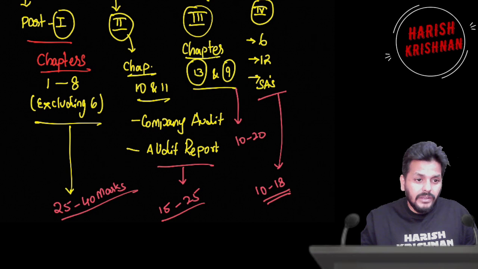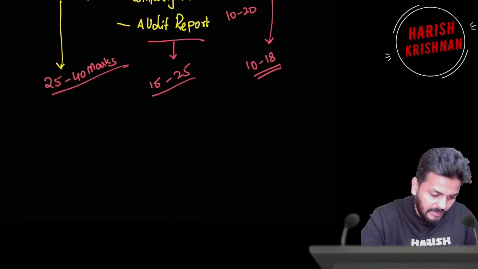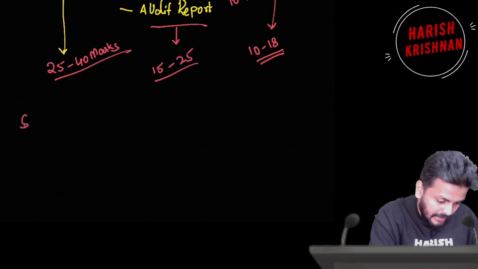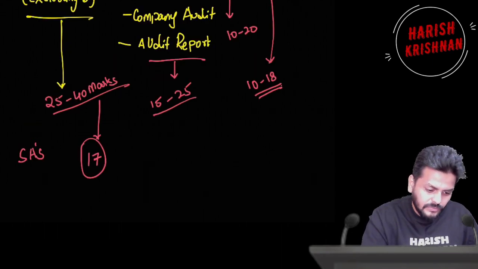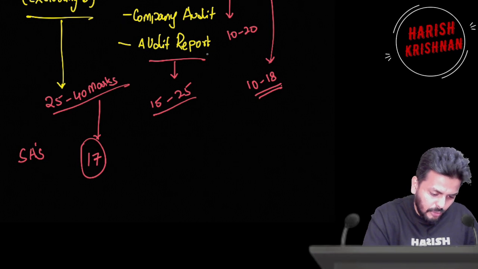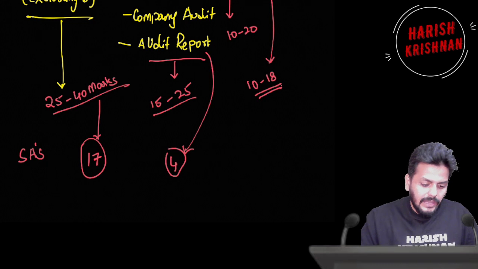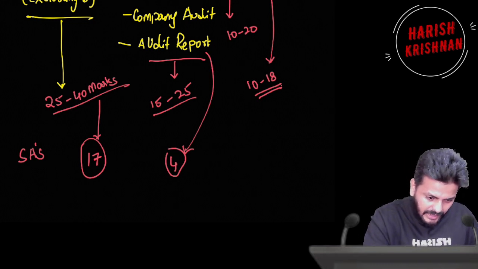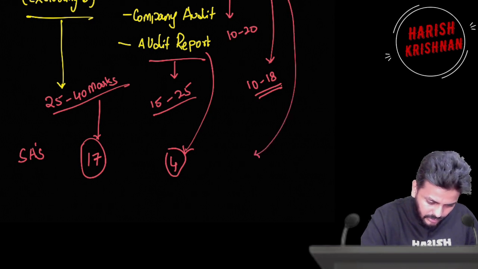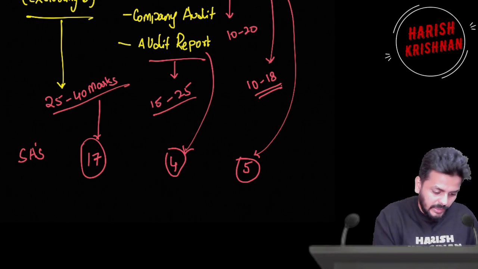Okay, there are 26 standards in your CA Inter syllabus. I am talking about the SAs, standards on auditing. Now 17 of them get covered here in this lot, and in the audit reports 4 of them get covered, that is 700, 705, 706, and then 710 I'm putting in a miscellaneous category here. So here another 5 standards will get covered. So that makes it eventually your total 26 standards which are going to be covered.